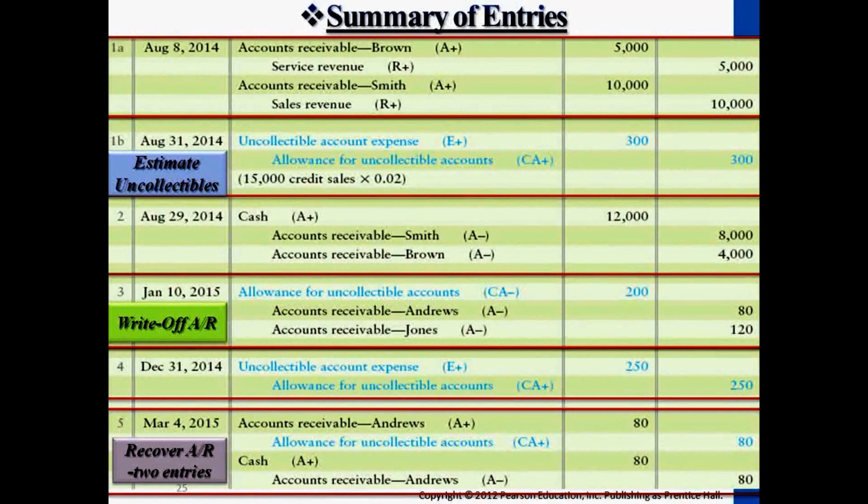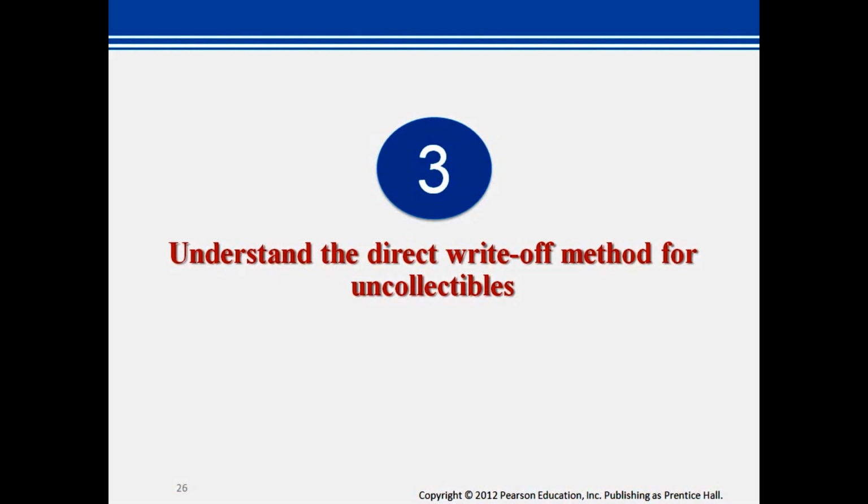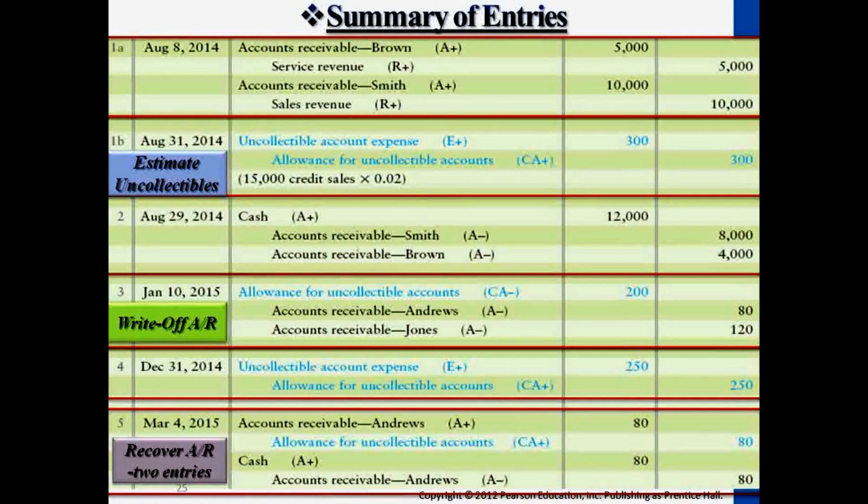Okay, so this is a summary of the entries that we did on Monday. So today we're introducing another method. We know about the allowances method now, estimating a pool of uncollectibles up front. Those methods are used for publicly traded companies because the SEC requires these companies to use this method. Now direct write-off is another method used usually for small businesses. It's less costly in a sense because the entries are less complicated.